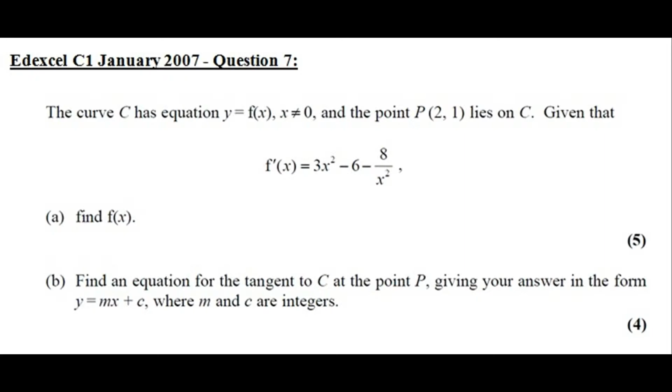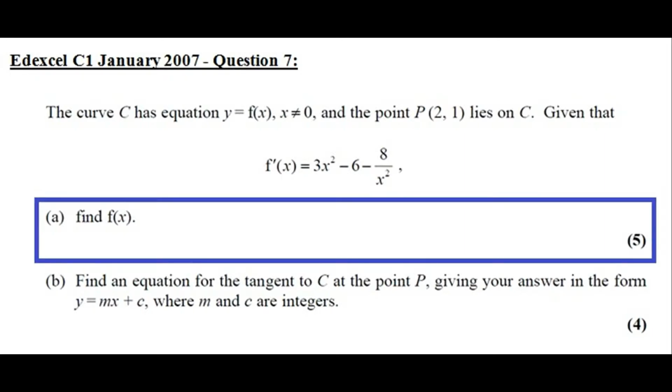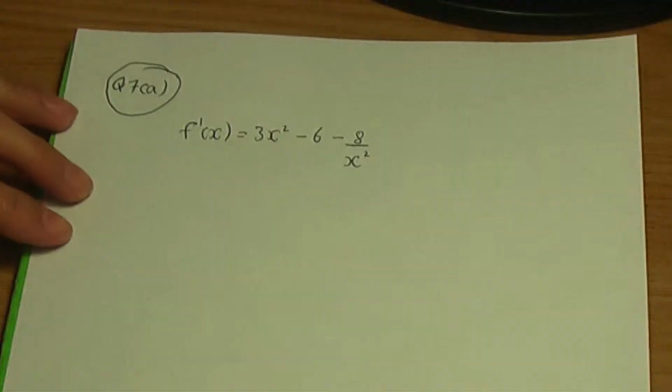Question number 7: the curve C has equation y equals f of x, where x is not equal to 0, and the point P, which has coordinates (2, 1), lies on C. Given that f prime x is equal to 3x squared minus 6 minus 8 over x squared, in part A of the problem, find f of x. So let's see how this is done. Let's go back to the paper and pen.